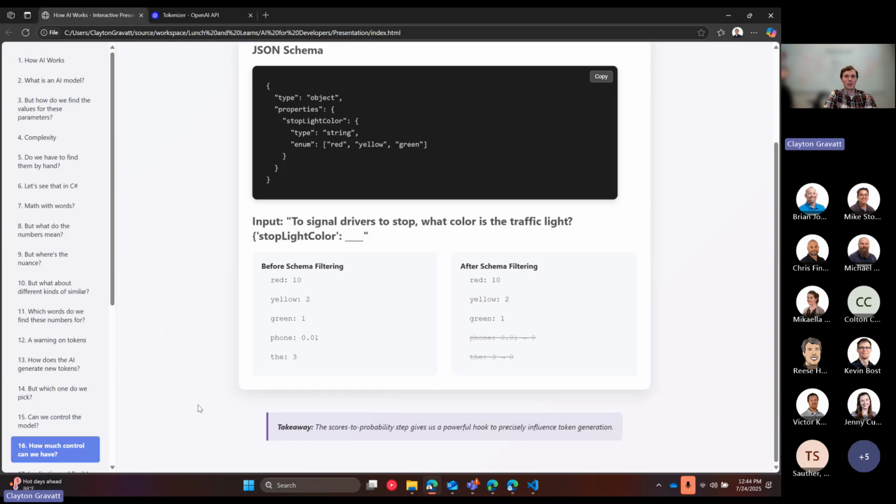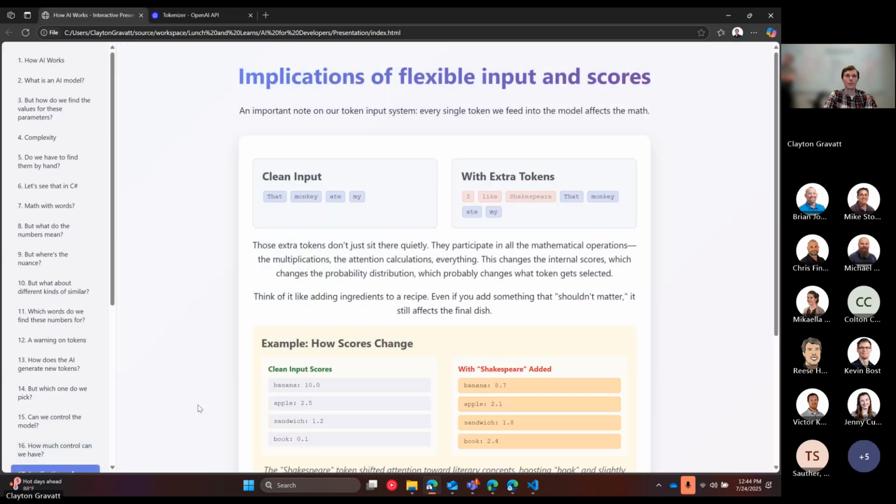Takeaway here: structured output's good. We can have very precise control over our next token generation beyond executing nicely. Let's keep going though. So some of the implications of this flexible token input and the idea of scores: every token that we're feeding into the model affects the math that's happening. That idea of attention tries to mitigate this, that if something doesn't seem relevant, maybe it'll get lowered down, that it'll have a lower weight in the calculations, but not 0.